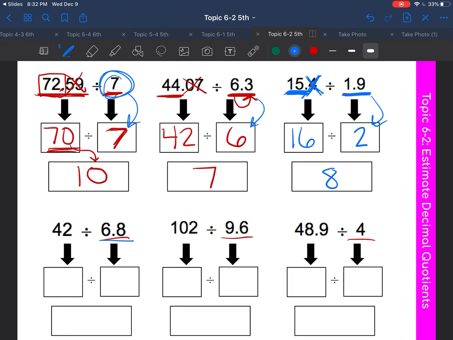So let's look at this next one, 6 8/10. I can make that a 7. Okay, and 42 is actually already a multiple of 7. So 42 divided by 7 is 6. I don't really have to change much in that.